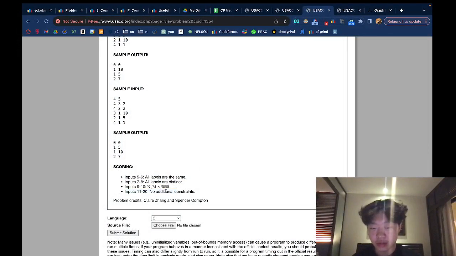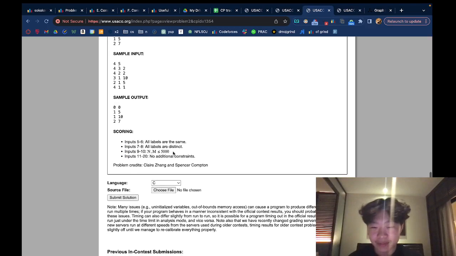For N and M smaller than or equal to 5,000, you can basically keep track of the entire path. I didn't code this partial, but you can basically keep track of the entire path and just compare the paths.